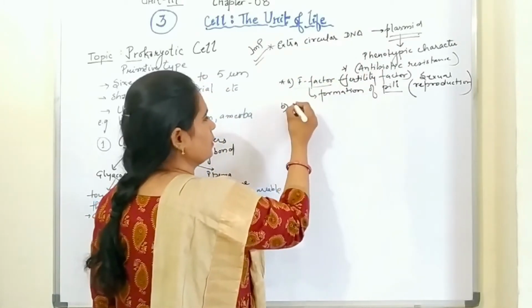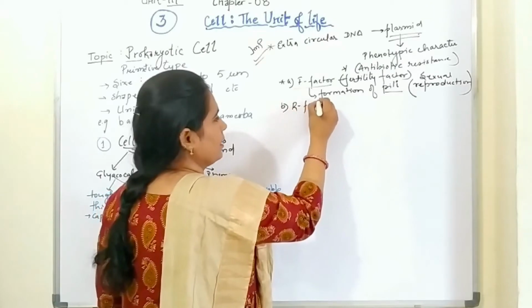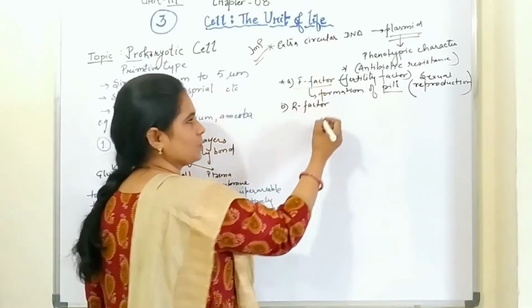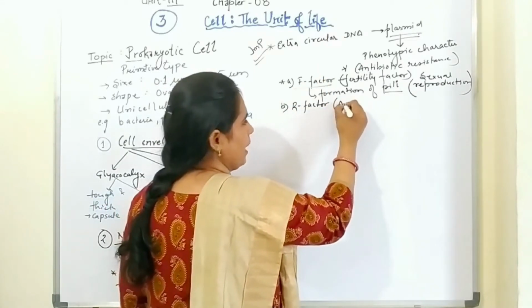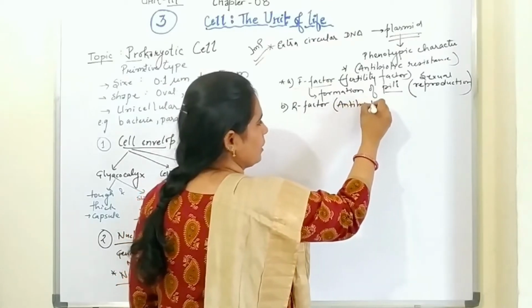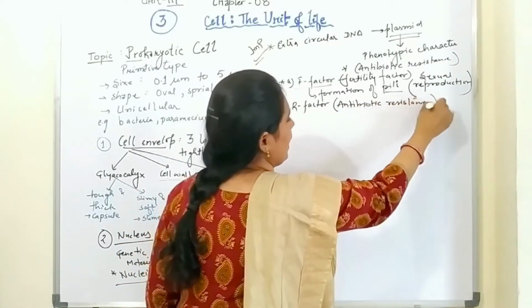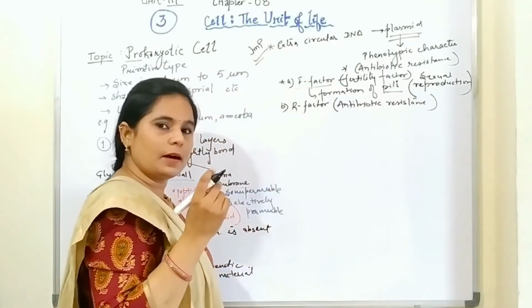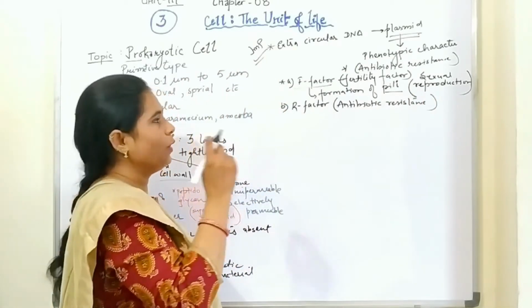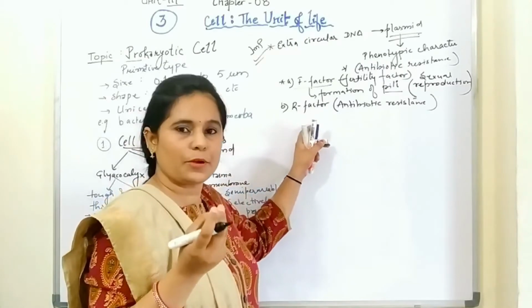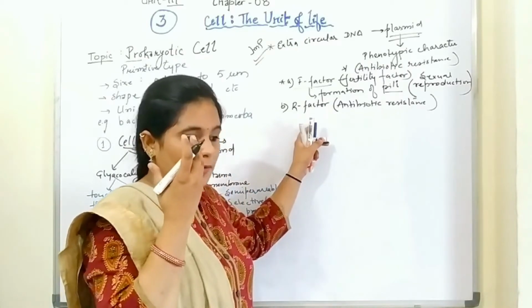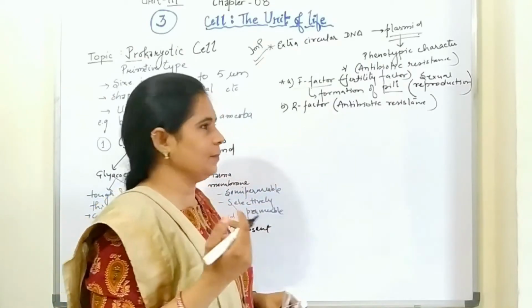Second one is the R factor. It is also a segment of DNA in the plasmid which is called antibiotic resistance. Okay, antibiotic resistant DNA which helps the bacteria or prokaryotic cell to resist themselves against the antibiotic.